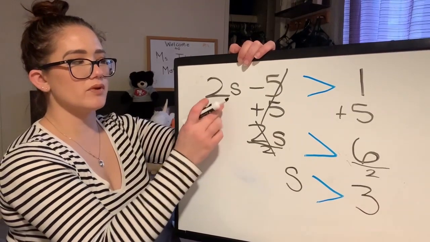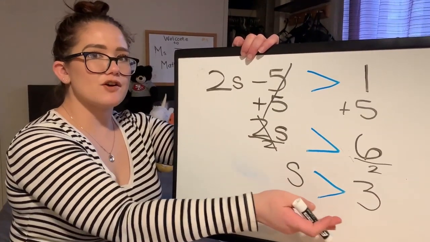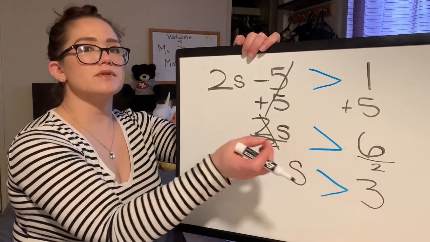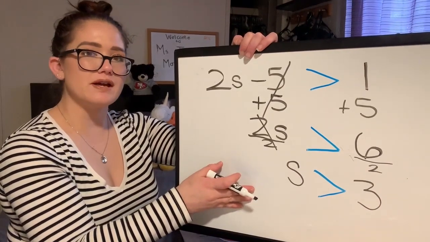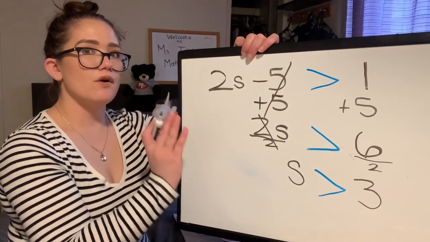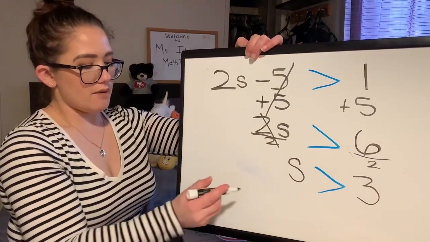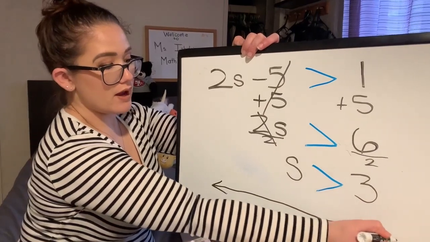So with this problem, I was looking to solve for s. So s is greater than 3. So that means that s is not 3. That means s has to start with 4 or more. Okay, how we would show that on a number line.